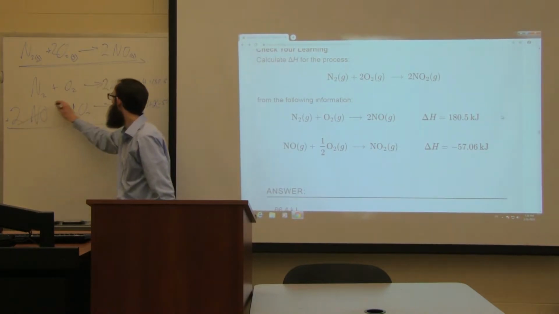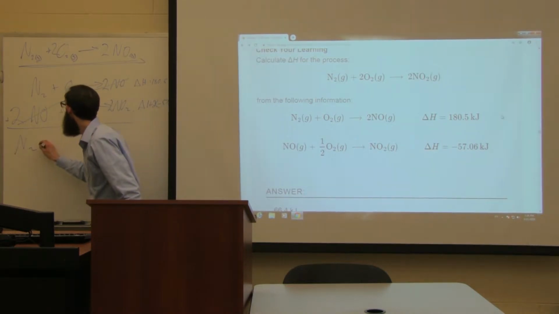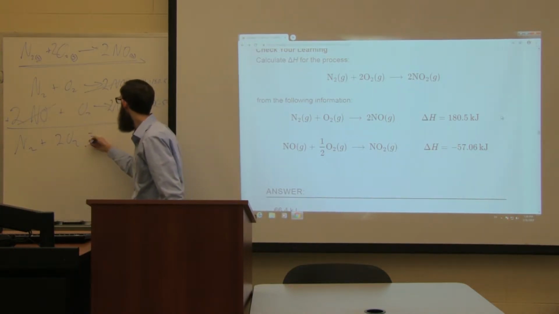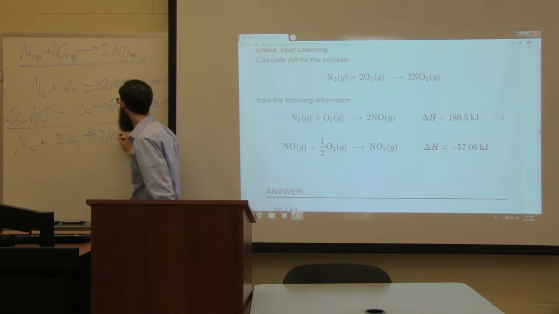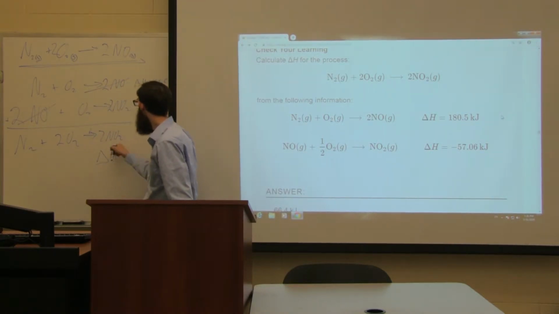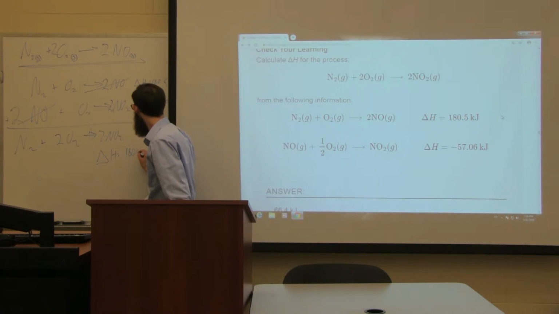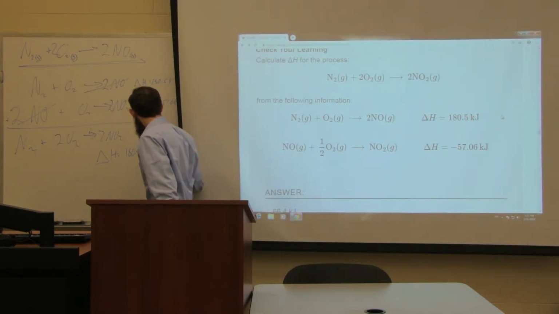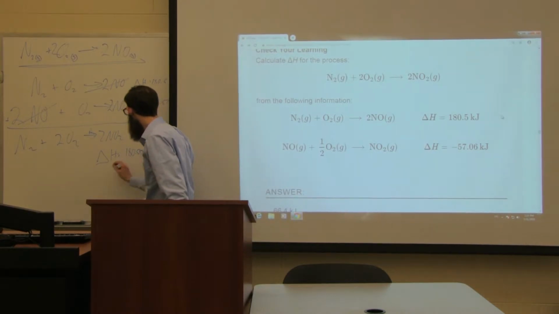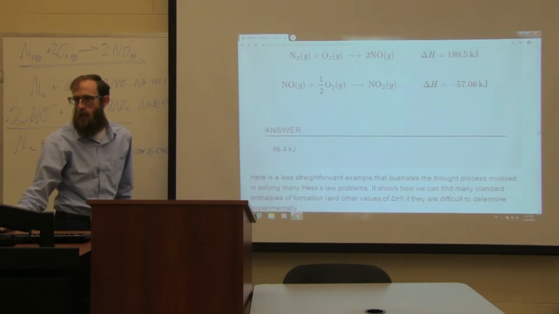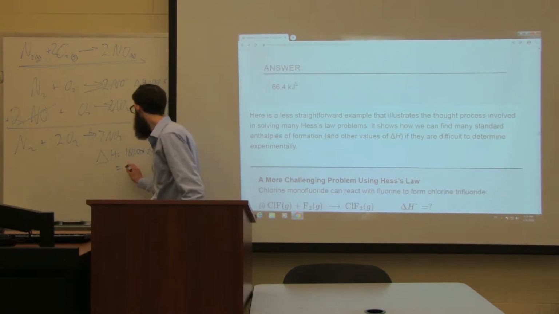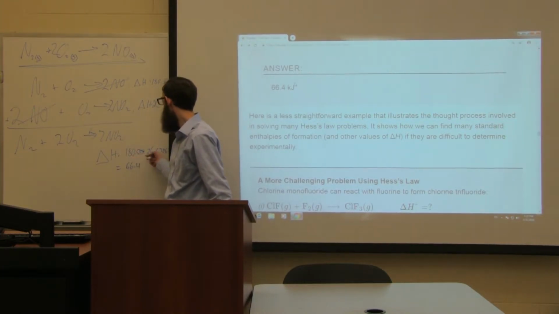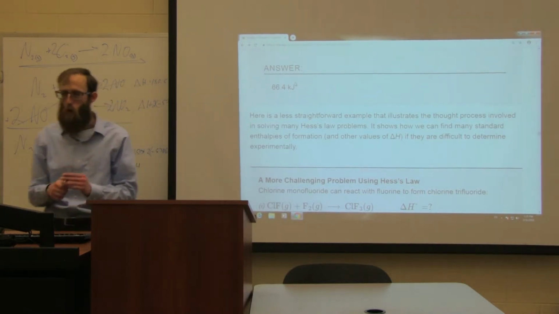When we add these together, we see the 2NO and O's cancel out. We wind up with N2 plus 2O2 gives us 2NO2, and therefore delta H for this is going to be 180.5 plus 2 times -57.06 kilojoules. All these things have kilojoules there. And so delta H is equal to 66.4. 180 minus, this is like what, 114? 180 minus about 114 or something. That gives us 66.4 kilojoules.